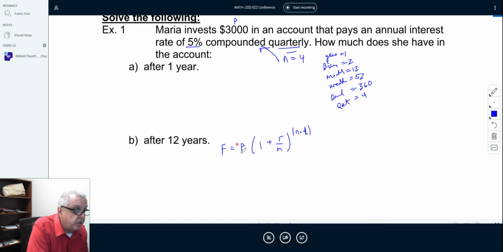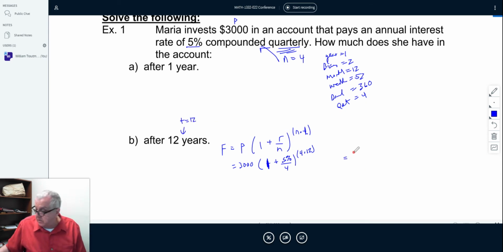So this is the future value compound interest formula. So we're going to put 3,000 in the account. The interest rate is 5%. We're compounding it quarterly. That means N is 4. This is a 1. And we're raising it to N, which is 4 times the number of years. T equals 12.